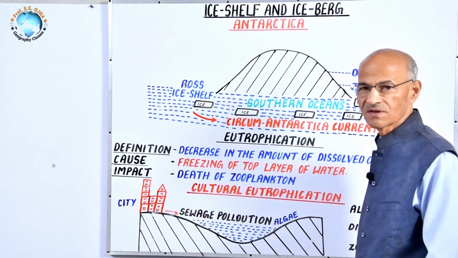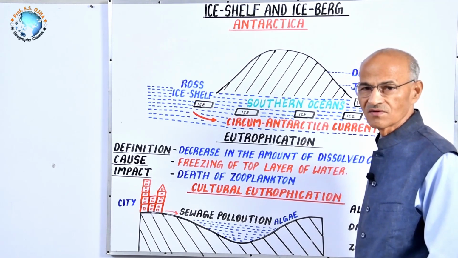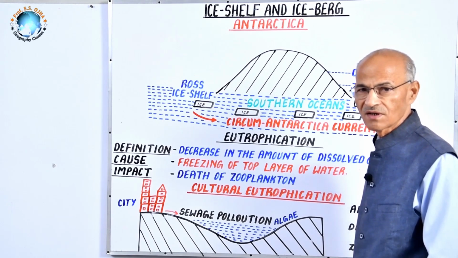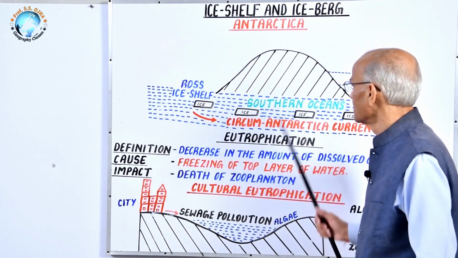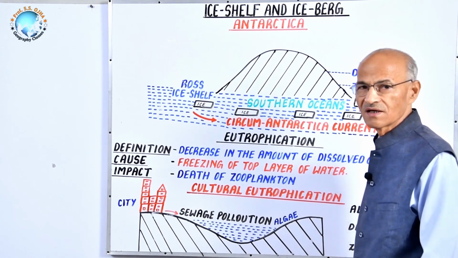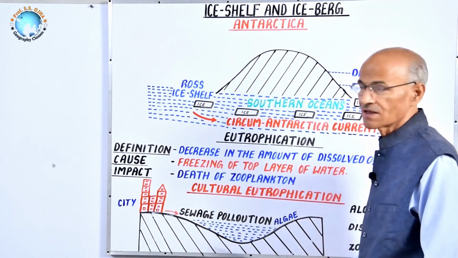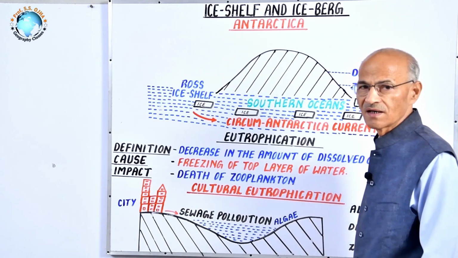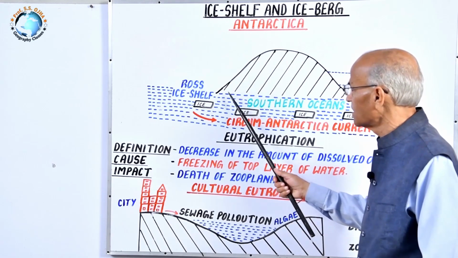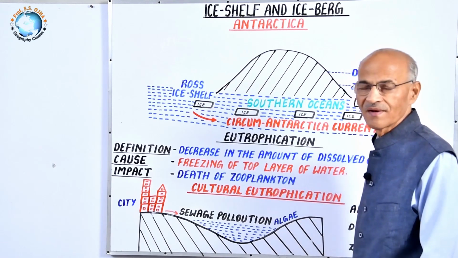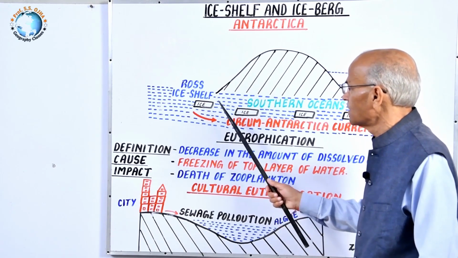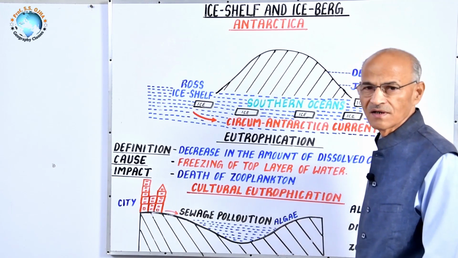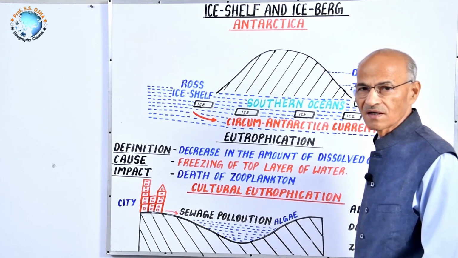Contrary to it, in the month of June, especially on 21st June, when the sun is vertical over the Tropic of Cancer, the south hemisphere experiences the winter season, with the result the ice sheet over Antarctica expands and sometimes covers the ocean top layer. Thus, in the month of June, the ice shelves develop surrounding Antarctica.